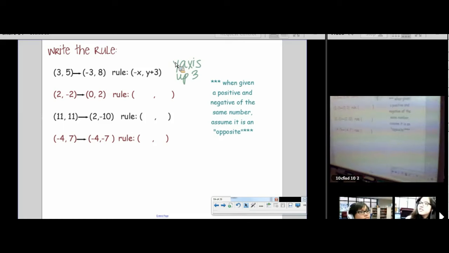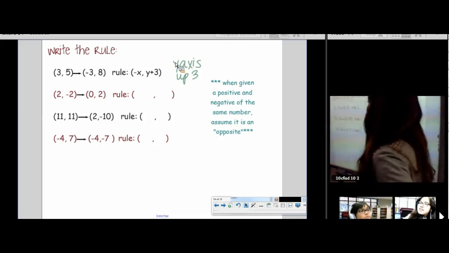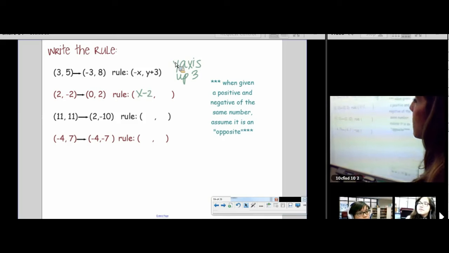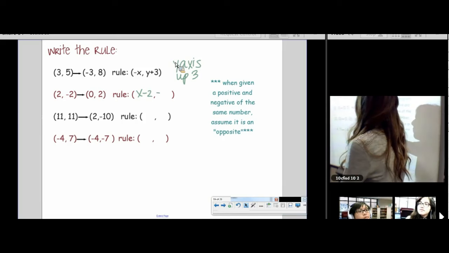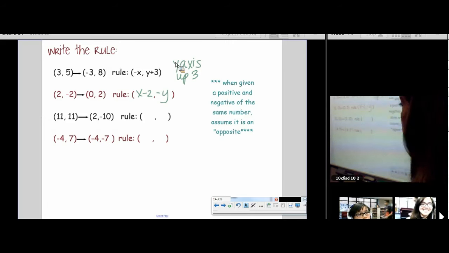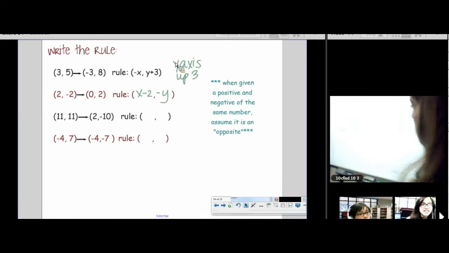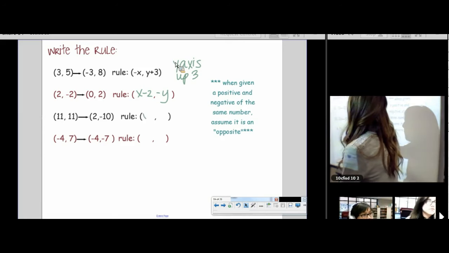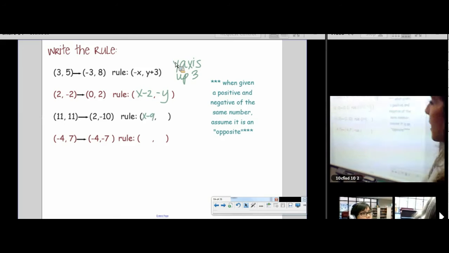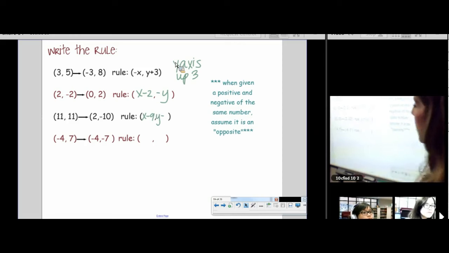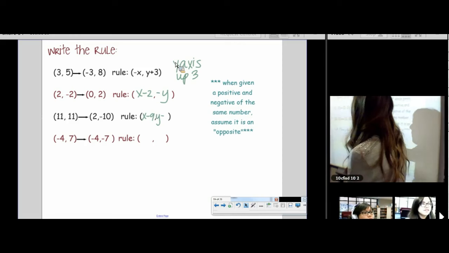What happened here? The 2 became 0, so that looks like X minus 2. And the negative 2 became 2, so it looks like negative Y. So that'd be a reflection over the X-axis and then left 2. All right, let's try the next one. Ooh, this one's not a rotation or a reflection because our numbers totally changed. From 11 to 2, what would that be? X minus 9. And from 11 all the way to negative 10, that'd be Y minus our favorite number? 21?